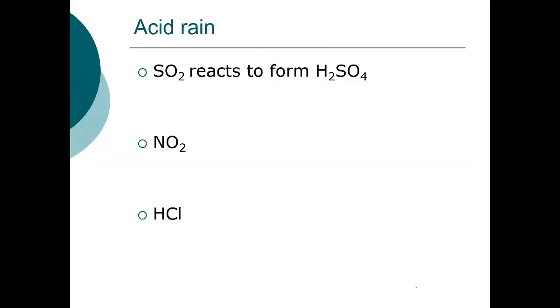The reaction of SO2 to form sulfuric acid is catalyzed by metals, and coal has a variety of metals in the coal itself. So the emissions from coal can also have a significant amount of metals present if they're not removed by treatment technologies.